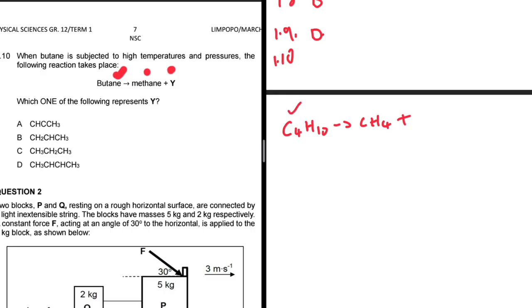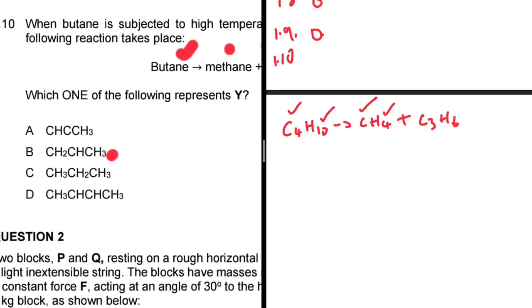So how many carbons do we expect in Y? Here we have 4, here we only have 1. So we expect C3. We expect 3 carbons from Y. And then what about hydrogens? Here we have 10 hydrogens, here we have 4 hydrogens. So we expect 6 hydrogens, so that the total gives us 10, right? Because what's on the left must be on the right. So let's take a look at an option that corresponds with that. Should be easy to see that in option B, we have 3 carbons and 6 hydrogens. So 1.10, the answer is B.